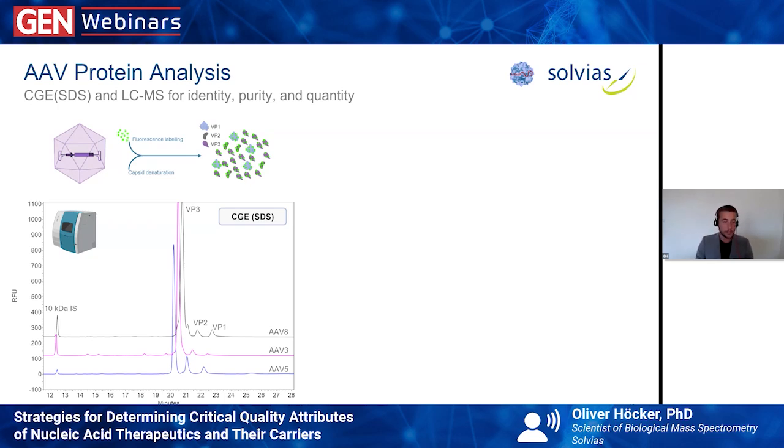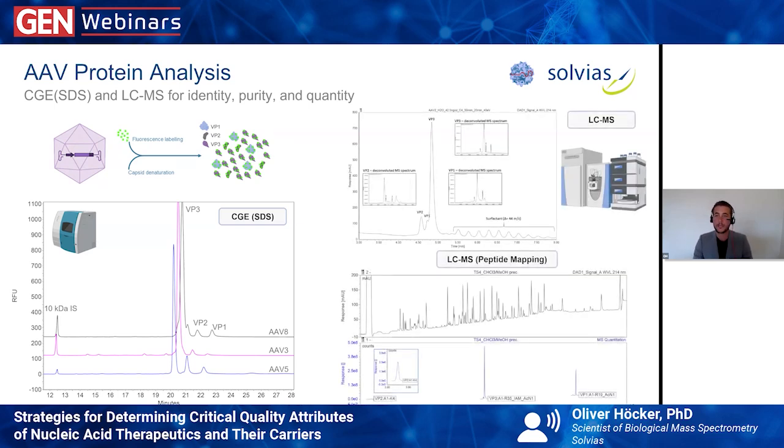That is really important. That needs to be around 10 to 1 to 1 for VP1, VP2, VP3, as shown in the lower left electropherogram with capillary gel electrophoresis. Here are 3 different serotypes as a comparison. Apart from this, we can also apply classical molecular weight analysis with LCMS. On the upper right, the separation here is not as good for VP1 to 3. But for each of these protein peaks, we can determine the average mass, and also we see the glycosylation pattern that is really characteristic for the different serotypes.